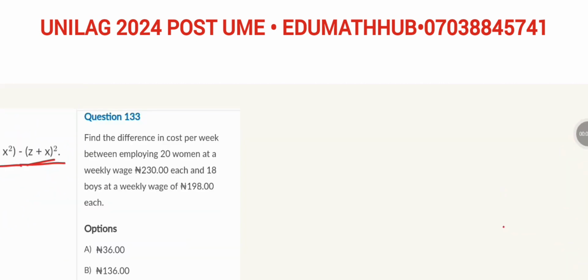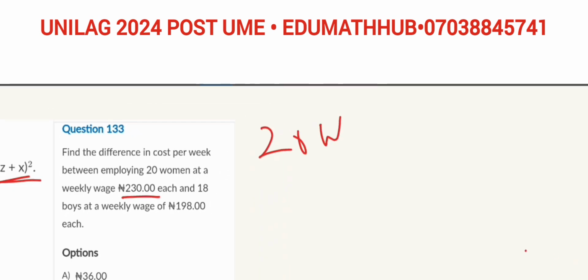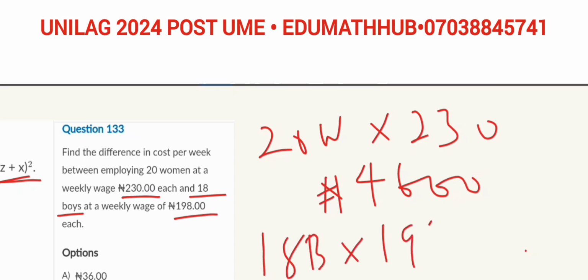For the next question, we have to find the difference in cost per week between employing 20 women at a weekly wage of 230. So you have 20 women and you're paying them 230 naira each. That will be 20 times 230. If you multiply that, you're going to get 4,600. So that means you're paying the 20 women a total of 4,600 naira. Then you have 18 boys and you want to pay them 198 naira each. So 18 times 198.